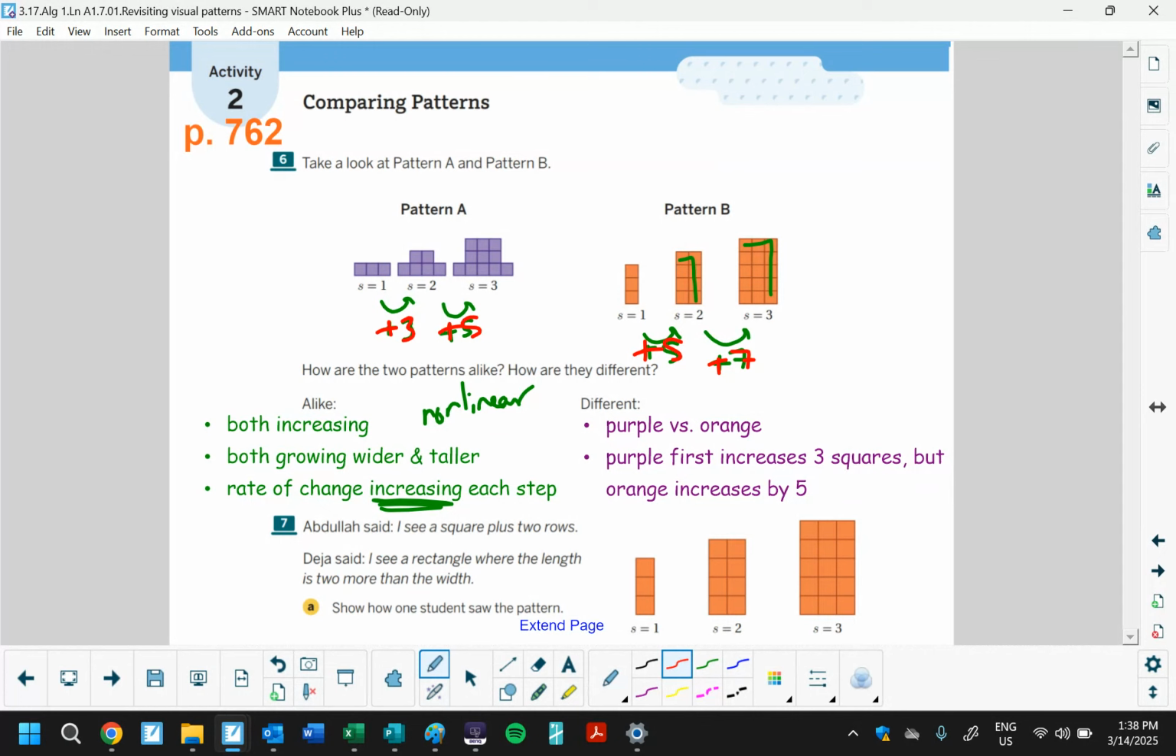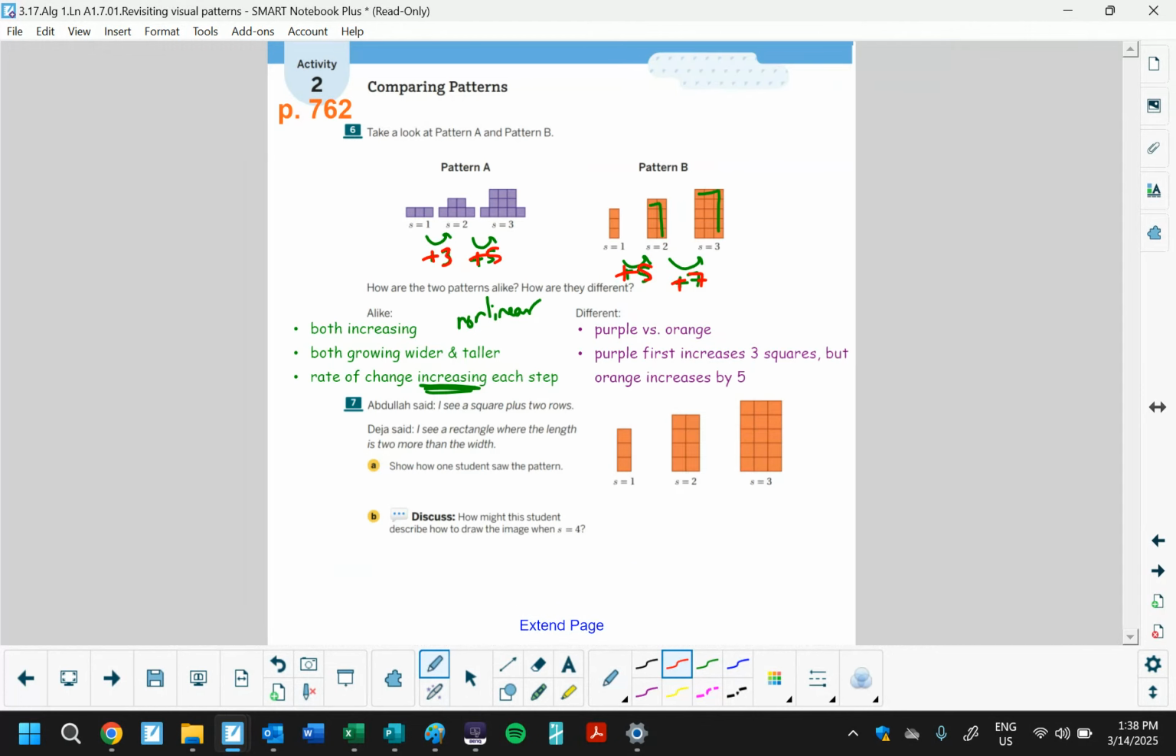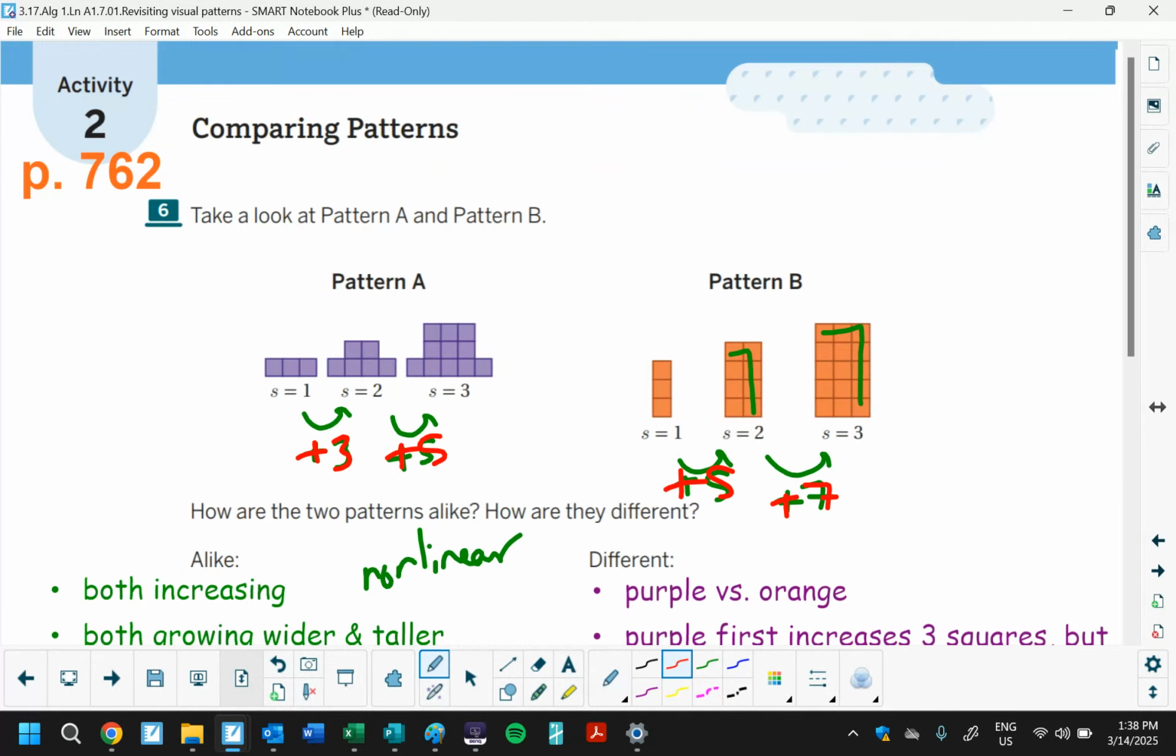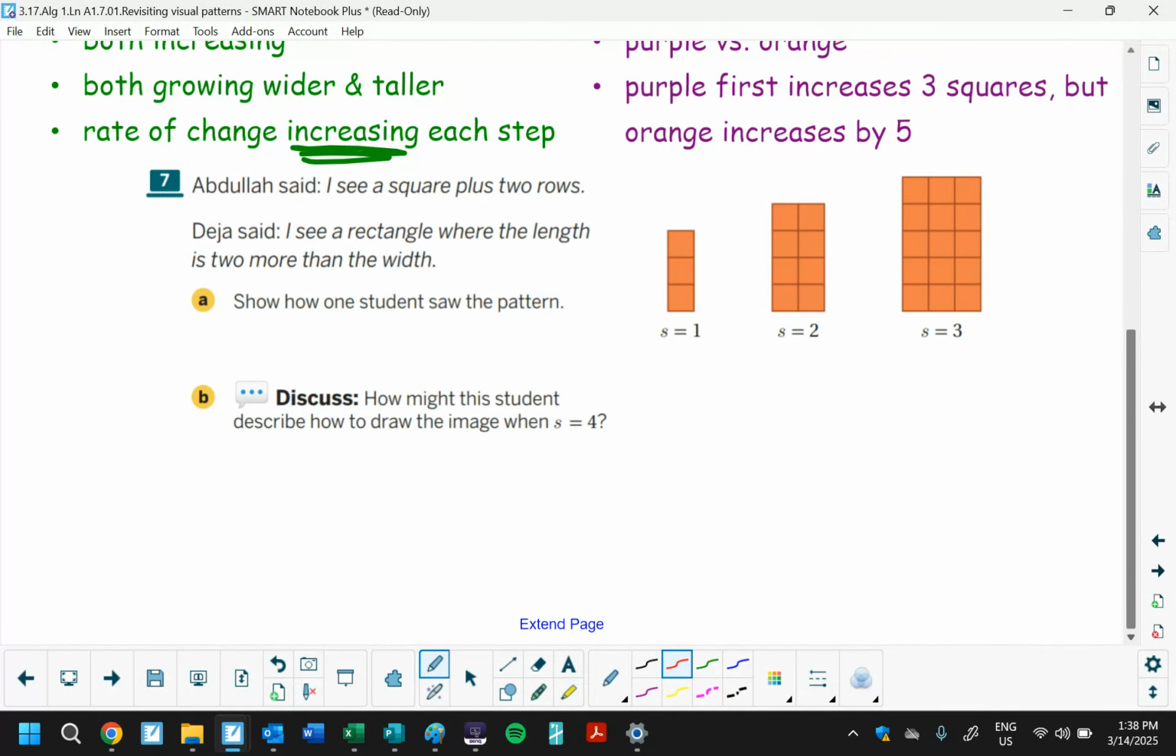Now, Abdullah says, I see a square plus 2 rows. Deja, on the other hand, sees it differently. She sees a rectangle where the length is 2 more than the width. I'm going to pick one. I'll just pick Abdullah. So I see a square and a row, another square and a row, another square and a row.